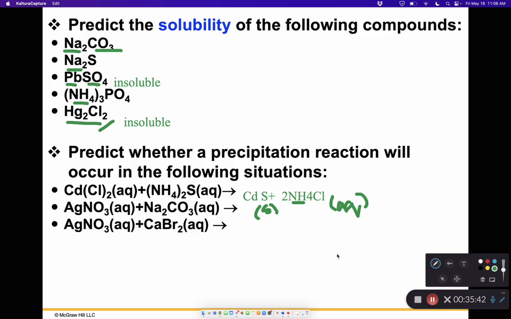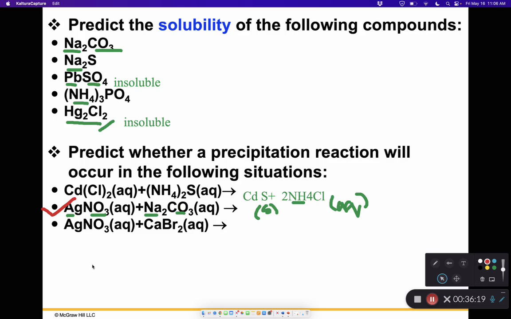Okay, I think I'm taking more time. I will go back to silver nitrate and sodium carbonate. Exchange those partners. Once you exchange, you will get silver carbonate and sodium nitrate. The sodium nitrate will be soluble because it has a nitrate. The silver carbonate is the one that is insoluble. So a precipitation reaction takes place here. If you want to confirm, you can check the earlier slide. Silver carbonate, I think I showed you. Yes, I did show you that it is insoluble.